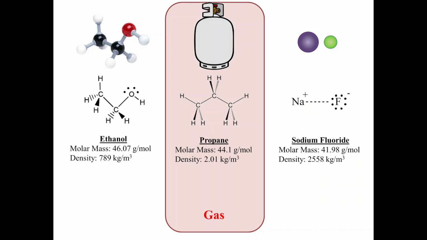Now, one of the things that we could do to more justifiably say that this would be a gas is if we had some more information. If we look at the melting point and boiling point, we'll see that it has a melting point of negative 188 degrees Celsius and a boiling point of negative 42 degrees Celsius. Since room temperature, 20 degrees Celsius, is much higher than either of these, we would know that we have a gas because it's greater than the boiling point.